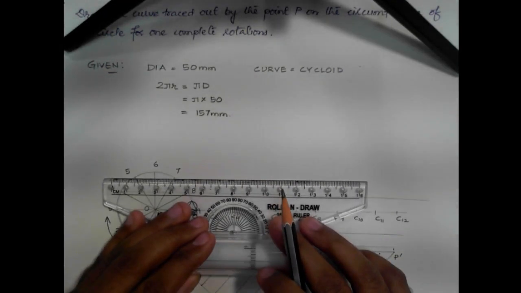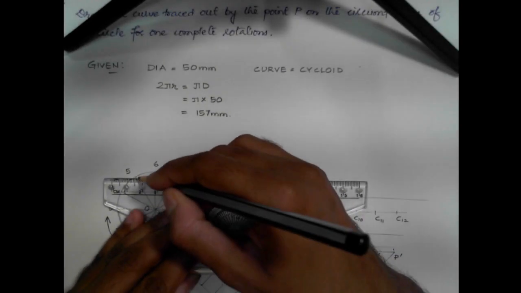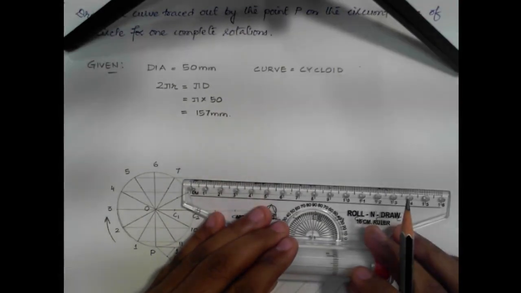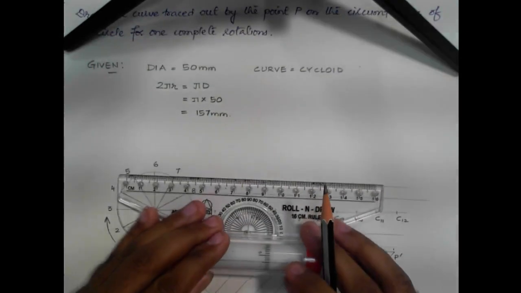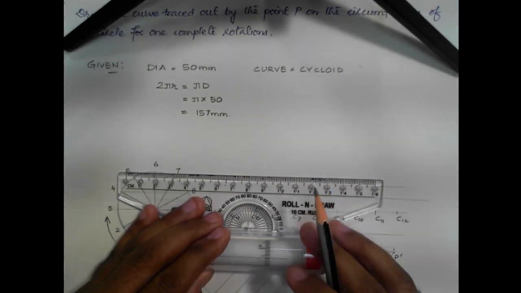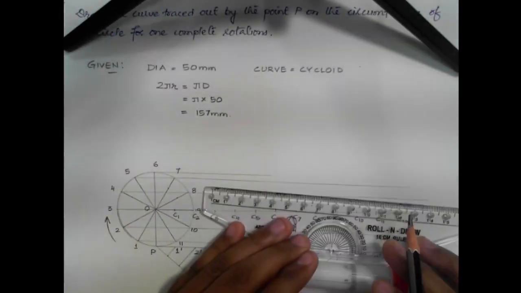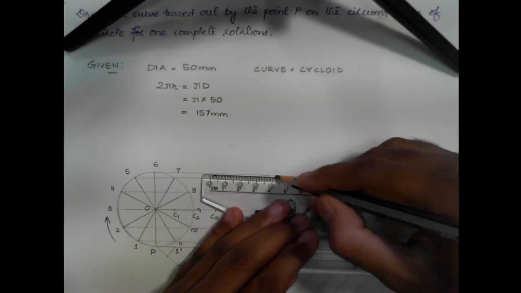Similarly, I'll take for 5 and 7. See that the parallel lines are very clear and nicely drawn. And then the 6th. So we have drawn all the parallel lines. Now remove these extra lines which are made, to keep your drawing clean.